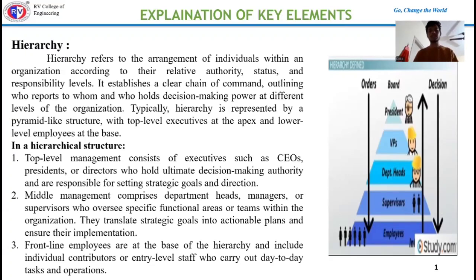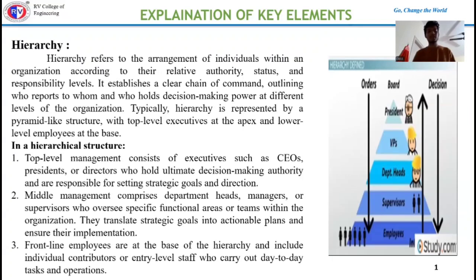Middle management comprises department heads, managers, supervisors who oversee specific functional areas or teams within the organization. They translate strategic goals into actionable plans and ensure their implementation. Basically, they take the inputs from the CEOs and presidents. They take the organizational goal and they make sure that it is going to work, by producing their own input into the different teams and departments.